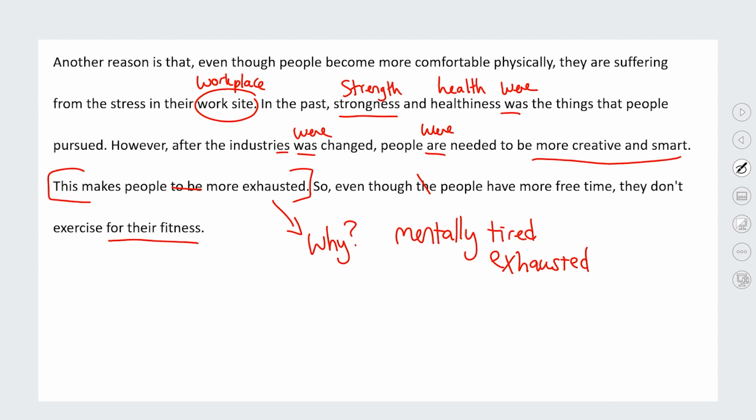And another reason is that even though people become more comfortable physically, they are suffering from the stress in their work. That in the past, with things, however, after the industries were changed. So we've got a complex sentence here. People need to become more creative and smart. And then we've got one here. So even though people have more free time, they don't exercise for their fitness. Okay, 2 complex sentences, but the same structure. They've got a clause in there, but it's exactly the same structure repeated twice.